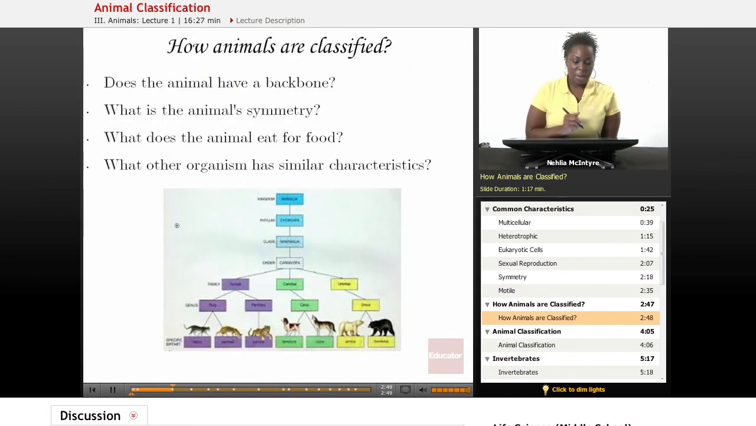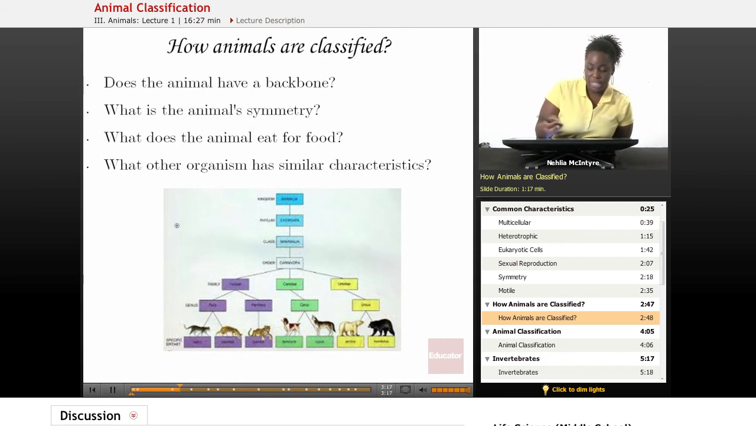All right, let's talk now about how animals are classified. If you are a scientist and you found a new species of animal, what are some questions that you might have in your mind before you could tell others what type of animal it was? Well, one thing that all scientists must do is ask themselves, does this animal have a backbone? And that's because all animals are organized according to whether they are invertebrates or vertebrates.